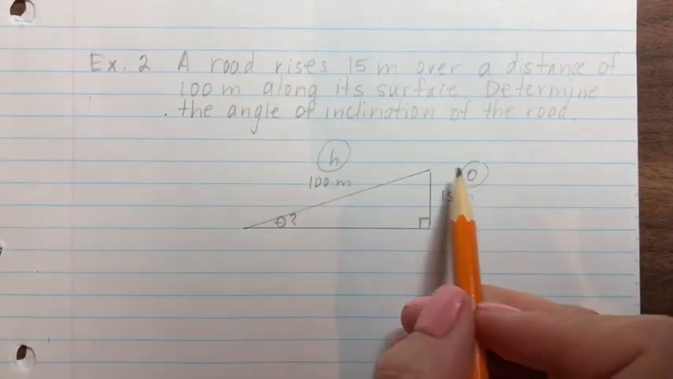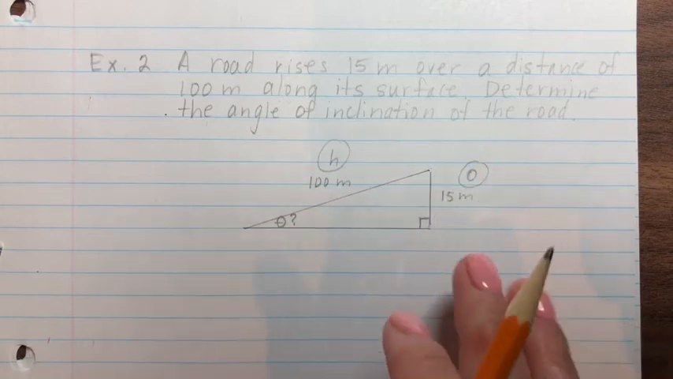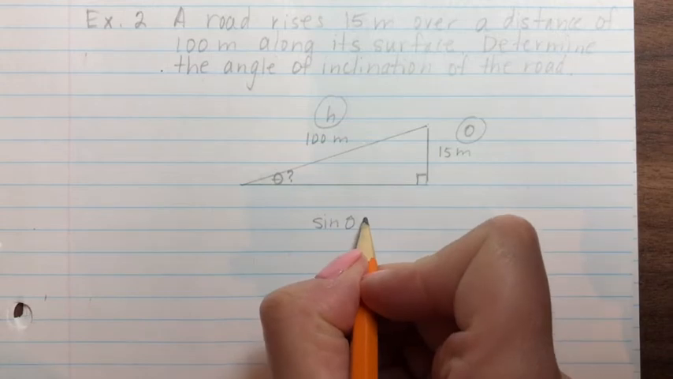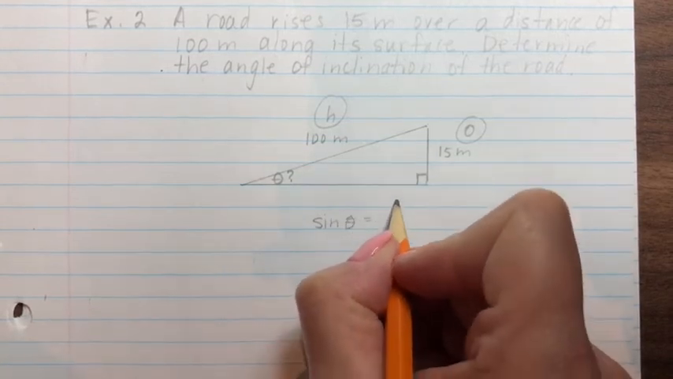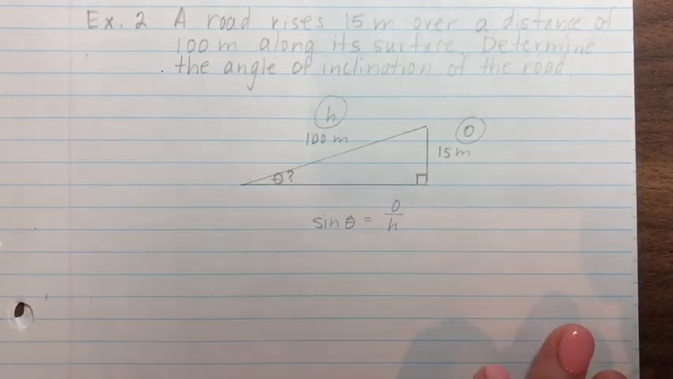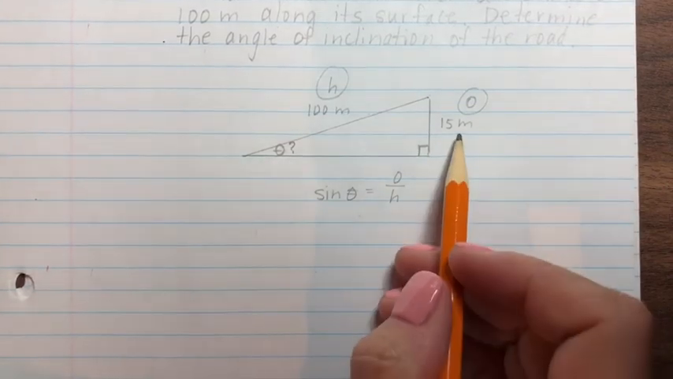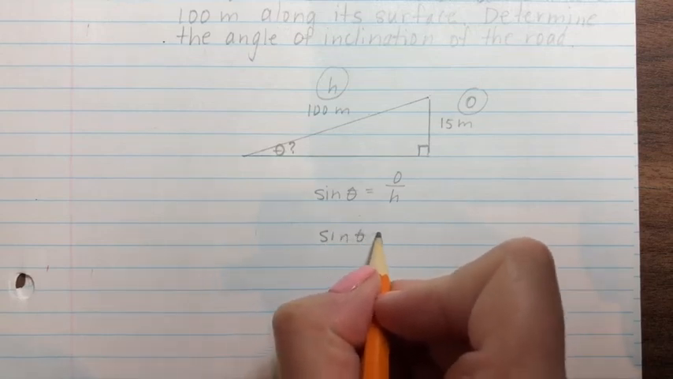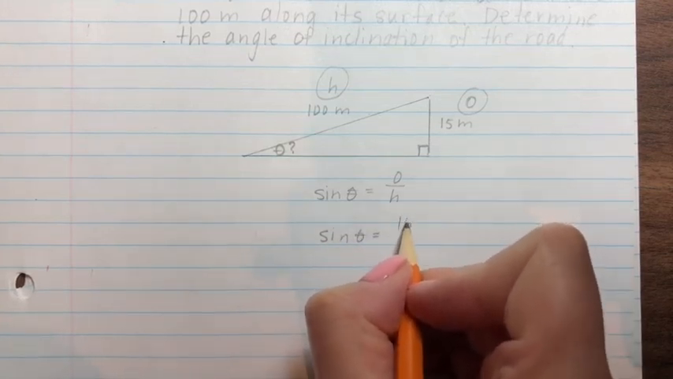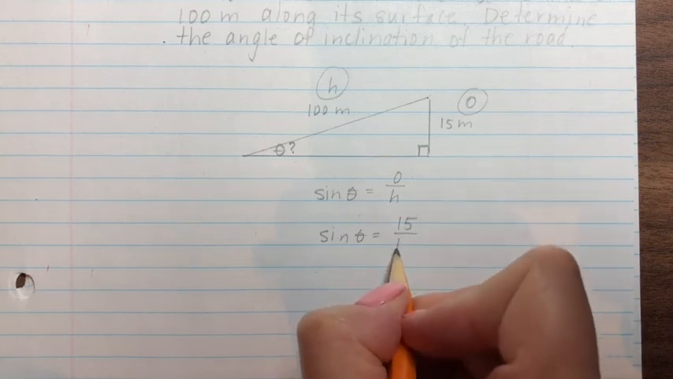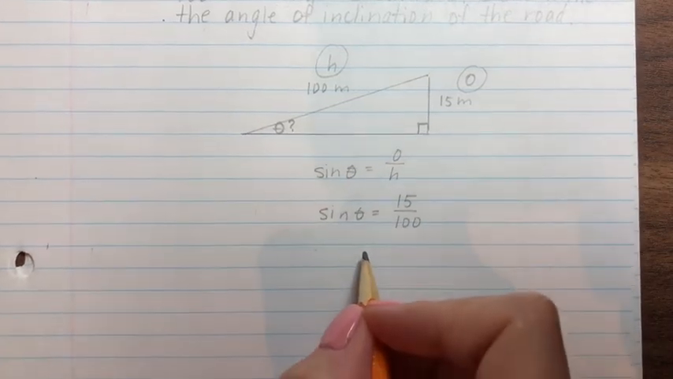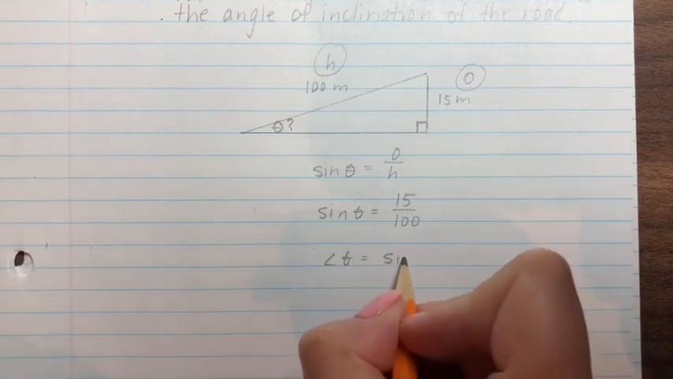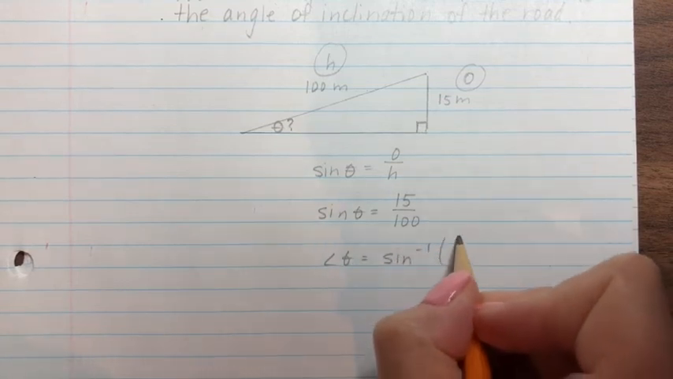The primary trig ratio that contains the opposite side and the hypotenuse is sine. So sine of angle theta is equal to opposite over the hypotenuse. I'm going to sub in the values for the opposite and the hypotenuse sides. And I will get sine theta is equal to 15 over 100. To figure out what theta is, I have to take sine inverse of this ratio.